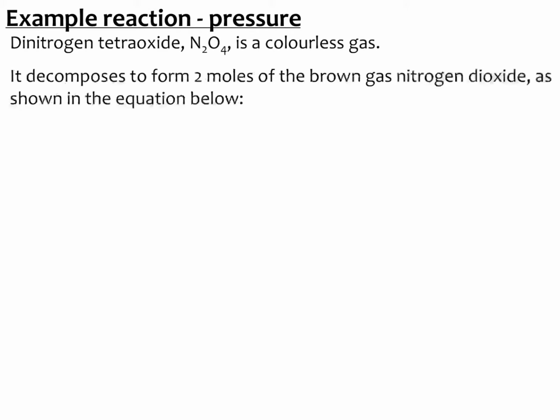We can look at an example reaction for pressure by taking the chemical dinitrogen tetroxide, N2O4, which is a colourless gas. It decomposes to form 2 moles of the brown gas nitrogen dioxide, as we can see in the equation below. The colourless N2O4, shown here in white, breaks down to form 2 moles of brown nitrogen dioxide, NO2 gas. Because this is a reversible reaction, the NO2 can reform into dinitrogen tetroxide, N2O4, and the process can keep going backwards and forwards.